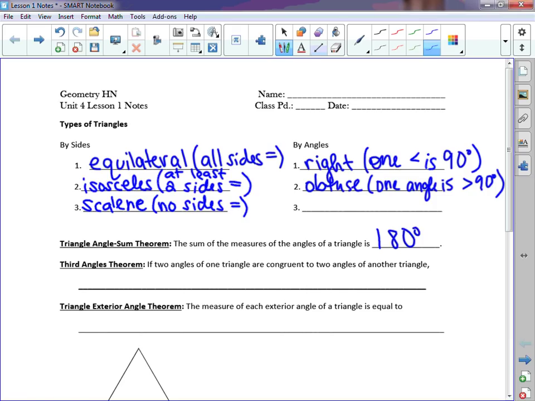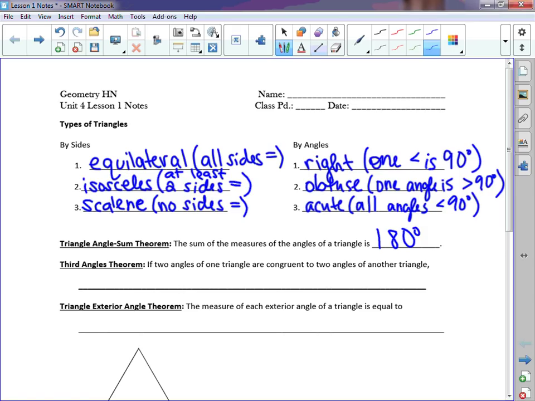All right, and then what's my last one? Good, acute. And what is an acute triangle? For an acute triangle, an acute angle, we know it means it's less than 90 degrees. An acute triangle is defined as all angles are less than 90 degrees.